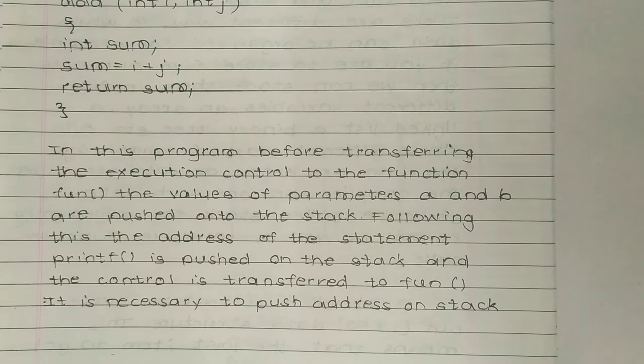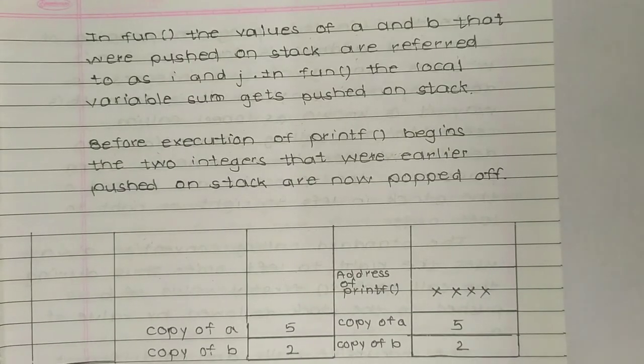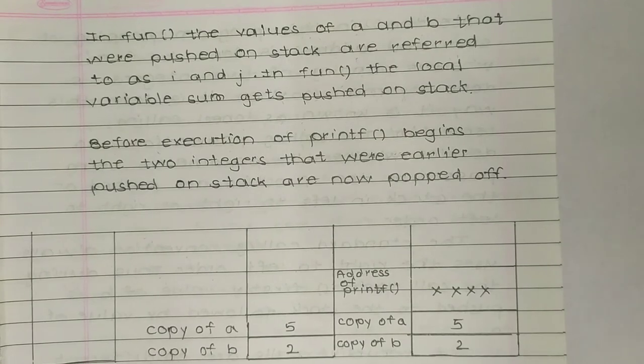Now in the add function it has the formula for sum, that is i plus j. So it was pushed before telling the compiler to add i plus j. So it was a stack operation. In the function, that is add, the values of a and b that were pushed on stack are referred to as i and j. In fun, the local variable sum gets pushed on stack.